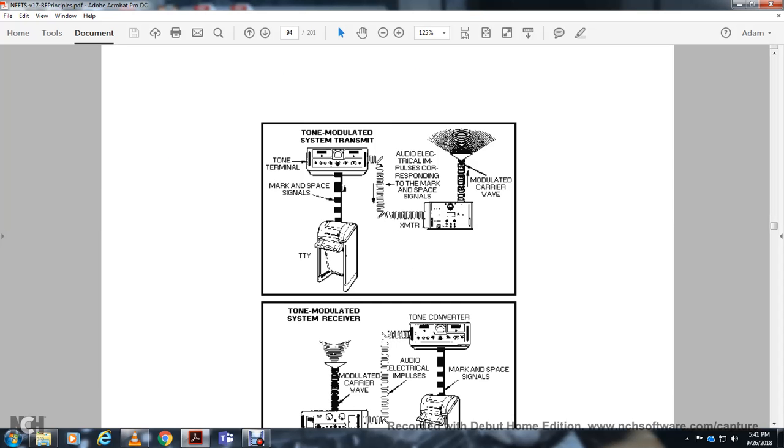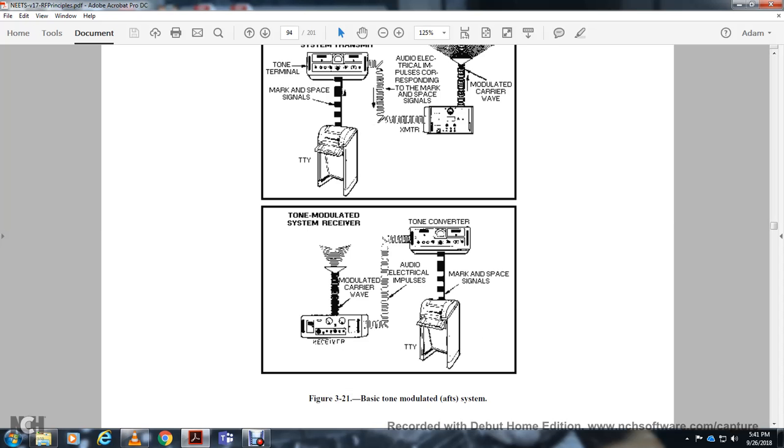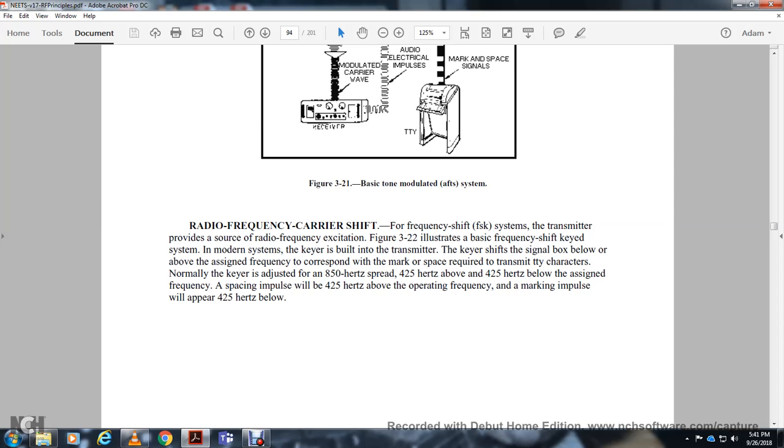The tone modulating system: tone terminal marking space, the teletypewriter audio electrical pulses corresponding to the marking and space signal with the modulated carrier wave. Tone modulating system receiver: the modulated carrier, audio electrical impulse, tone converter, marking and space signal system. Radio frequency carrier shift.